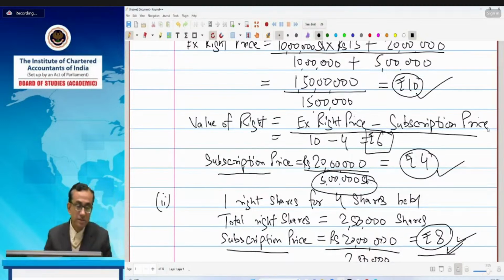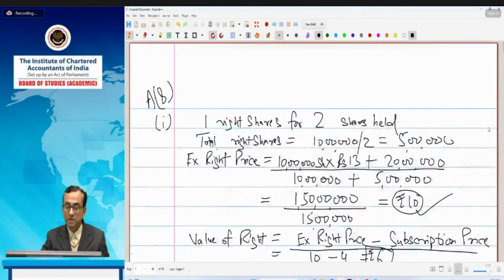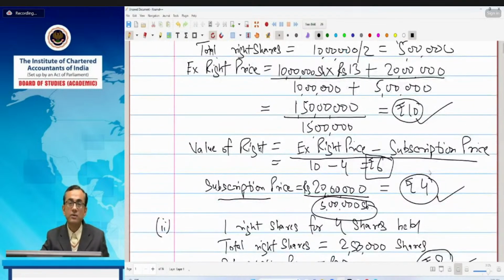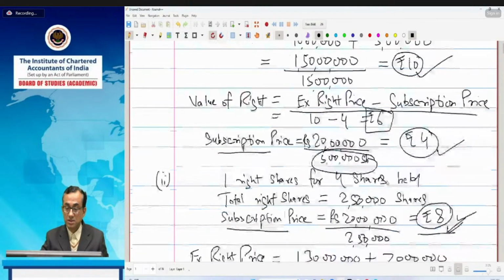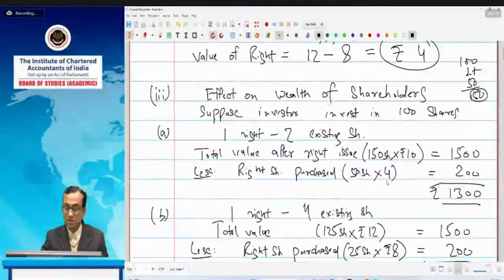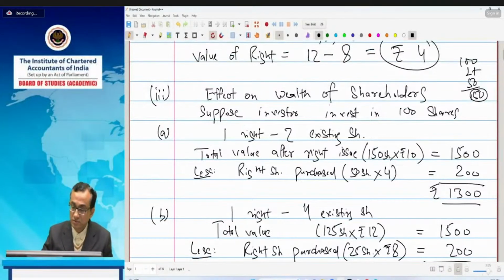No, wealth remains the same. Wealth is not decreased. Actually, the net wealth is calculated. Total value is calculated, and from that, whatever amount is paid by the investor for the right shares is deducted. Here you see, this is the total value after the right issue.